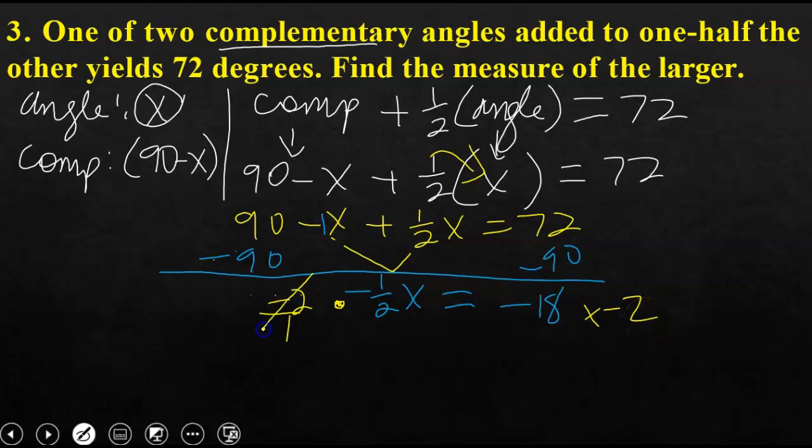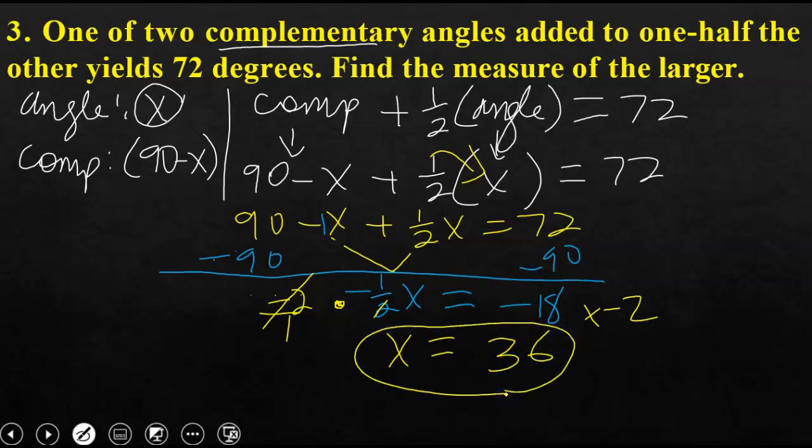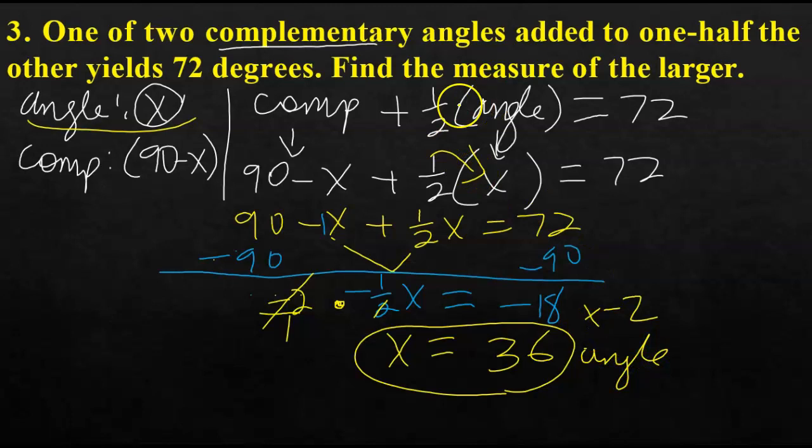So the negative 2 will cross out here. We just have x equals negative times negative become positive. So we get 36. So since the x represents the angle, 36 is the angle. The angle measures 36. We're asked to find the measure of the larger. Well, let's find the other angle then.